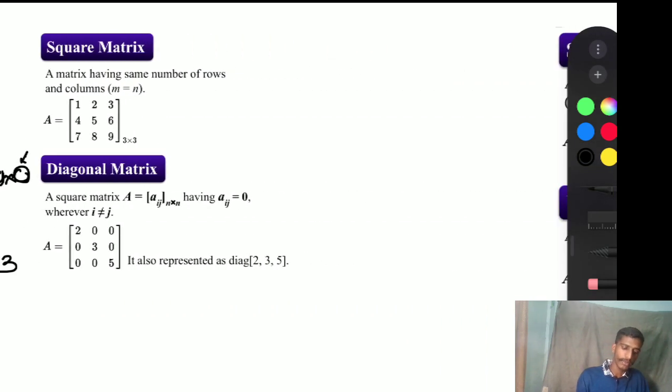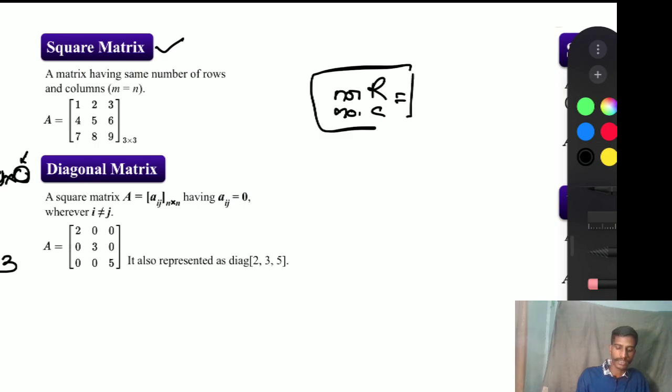Now we'll move to another matrix, the square matrix. Any matrix where the number of rows and the number of columns are equal is a square matrix. It can be a 2 cross 2 matrix, 3 cross 3 matrix, or 4 cross 4 matrix. Whenever the number of rows is equal to the number of columns, it is a square matrix.